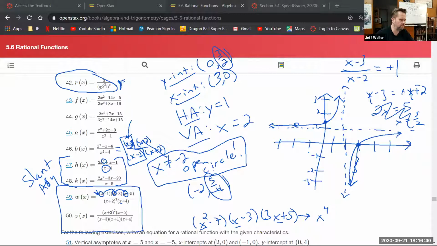If the bottom degree is higher than the top, then as x gets big, it's going to go to 0. Thank you.